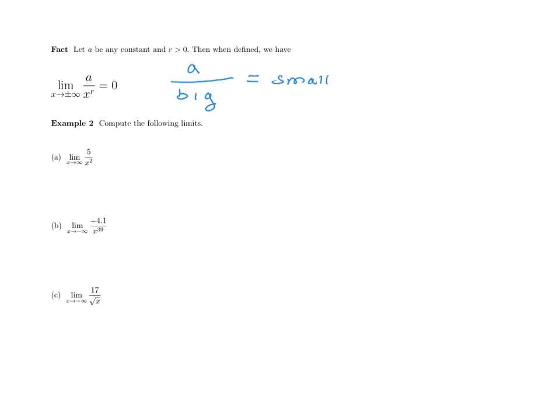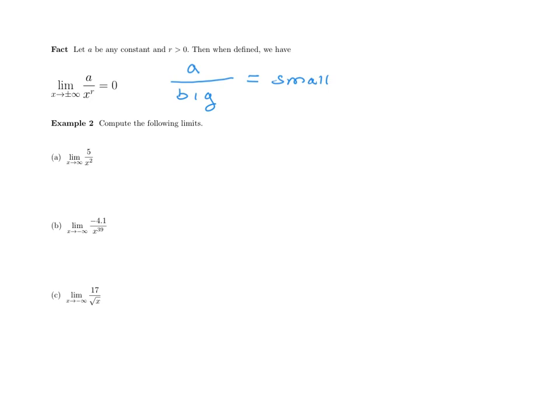So I'm looking at this as we have a number over something that is very large, in fact, getting larger and larger. It'll always be that the result is smaller and smaller, eventually going to 0. So not a proof, but just something conceptually that you could think of off of a graph. I'd like to use this fact to quickly compute these 3 limits.